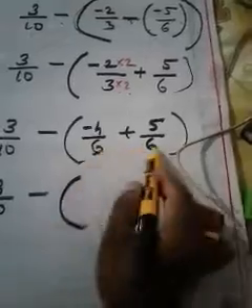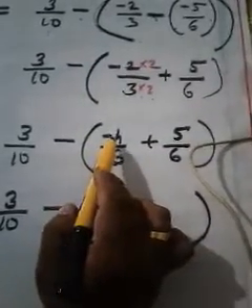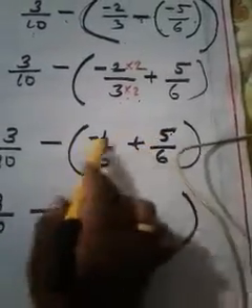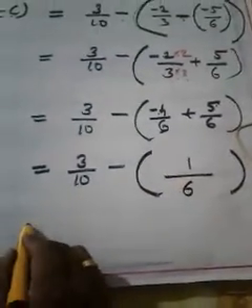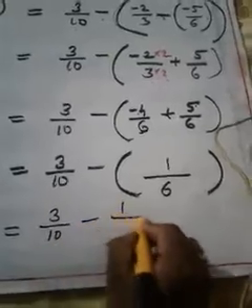Now just see, here the denominator becomes the same. Just write that and add the numerators. What is the numerator? Minus 4 plus 5. What is minus 4 plus 5? 1, no? So the answer is 1 by 6. So what have we reached now? 3 by 10 minus 1 by 6.